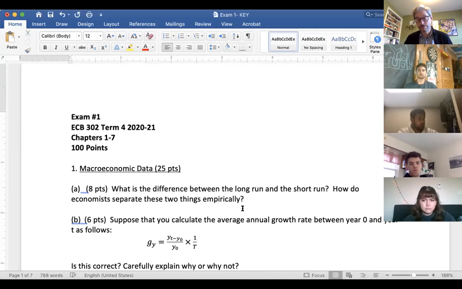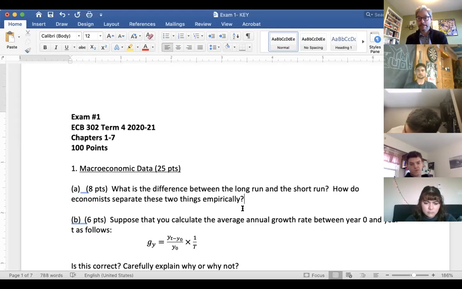So how we do that is by calculating trend and deviations from trend. So the long run is trend behavior, meaning behavior over long periods of time. And the short run is deviations from trend, meaning actual minus trend. How do we calculate trend? Well, really, we calculate trend based on the behavior of long-run average output.